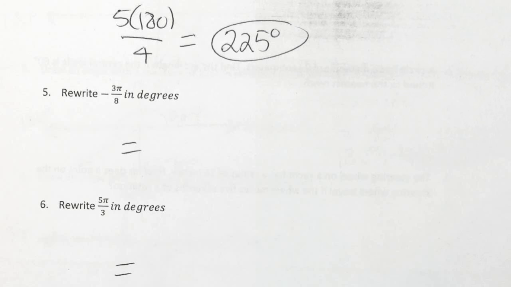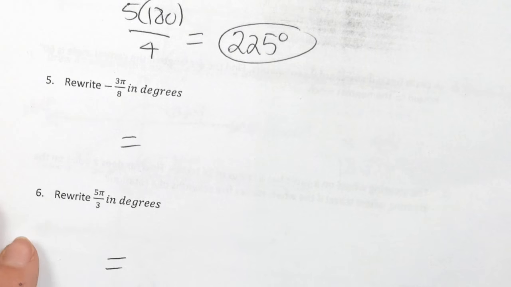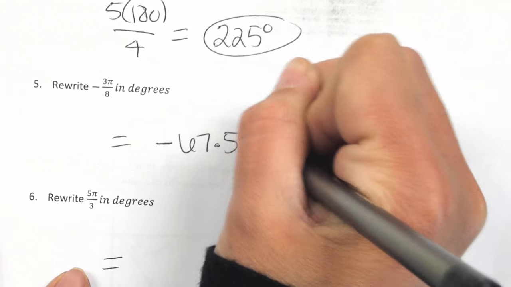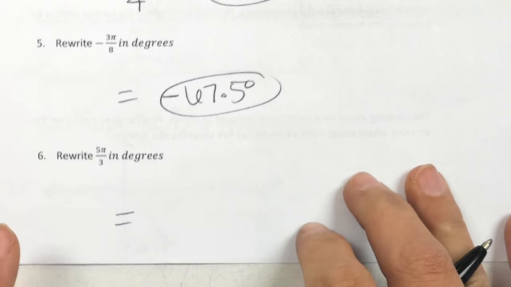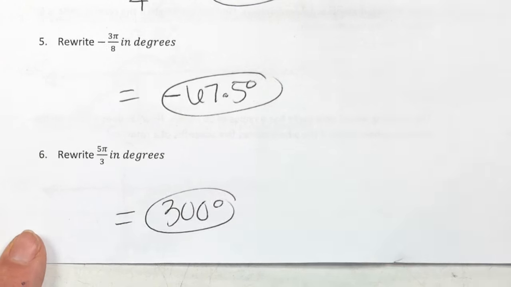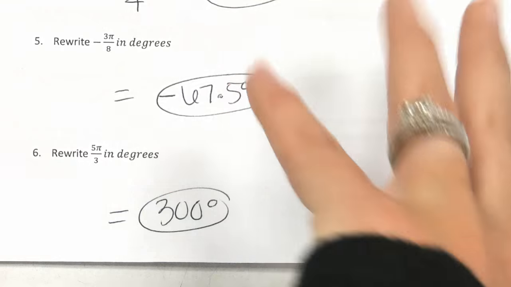All right, anybody need more time? What's the answer to number 5? Anybody? Negative 67.5 degrees. Everybody agree? Yes. What about number 6? Good. Everybody's good with converting degrees to radians?